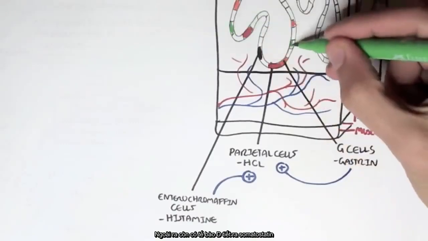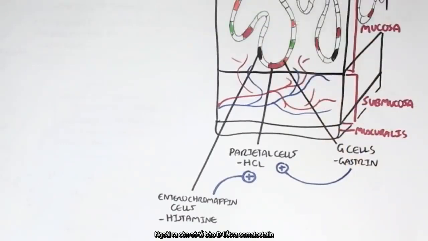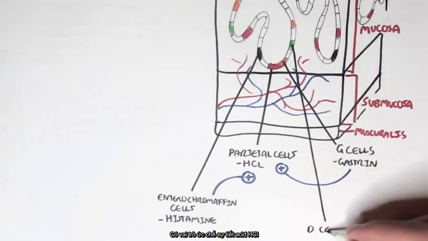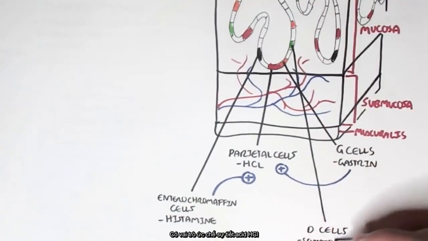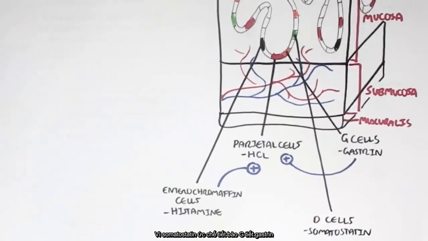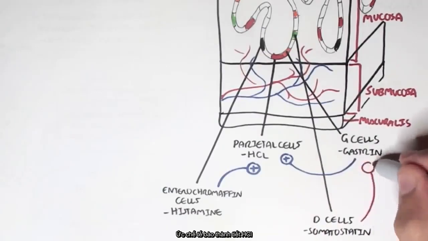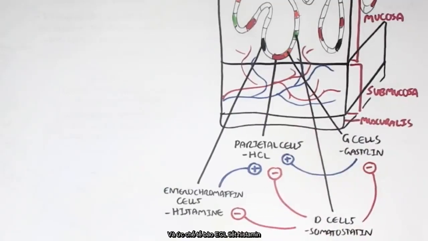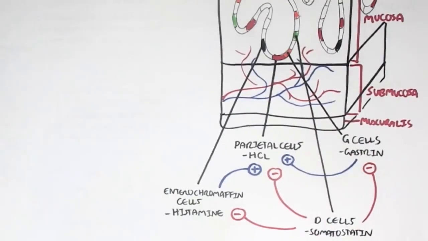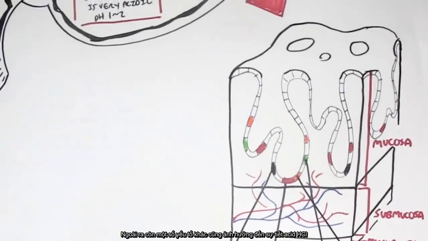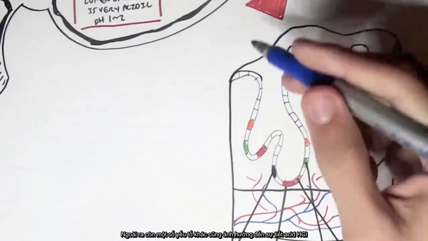Then we have another endocrine cell, the D cells. These cells secrete somatostatin. Somatostatin actually inhibits hydrochloric acid secretion by inhibiting the G cells from releasing gastrin, by inhibiting the parietal cells from secreting hydrochloric acid, and by inhibiting enterochromaffin cells from secreting histamine. Now, of course, there are other things that regulate hydrochloric acid secretion, and we'll look into it in more detail soon.